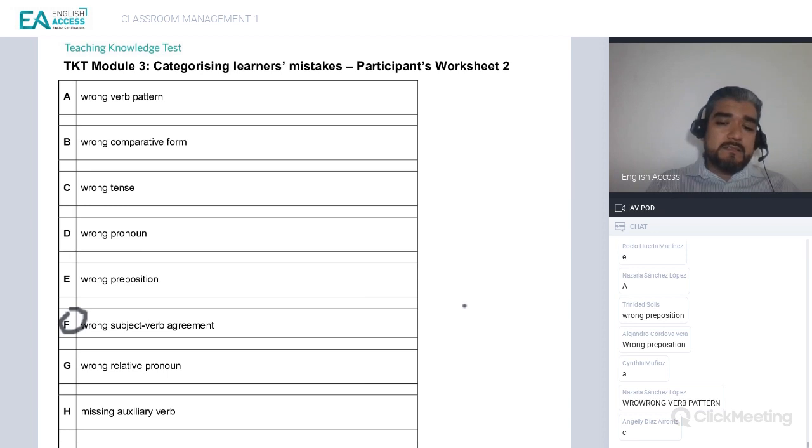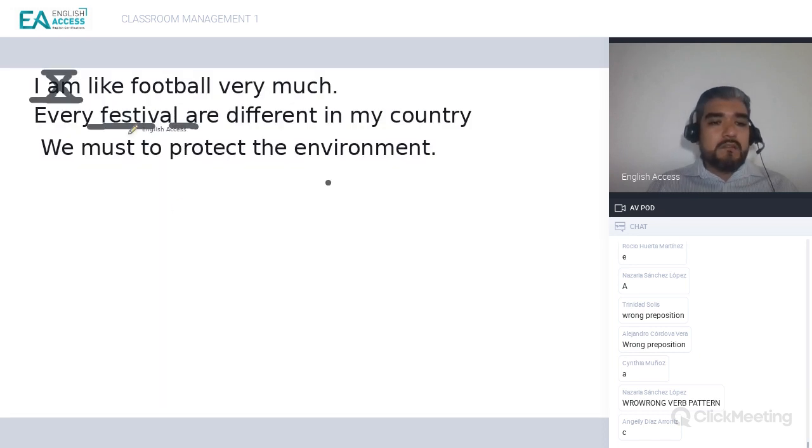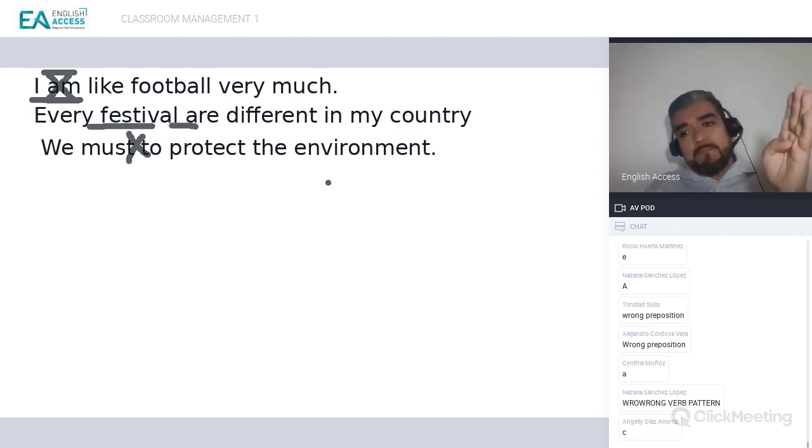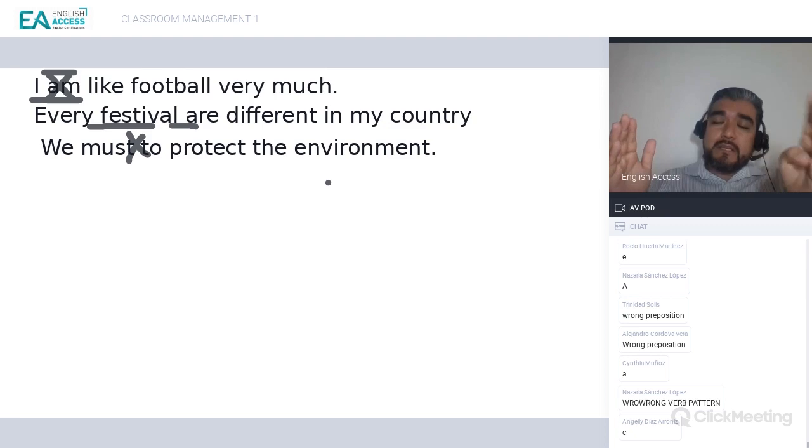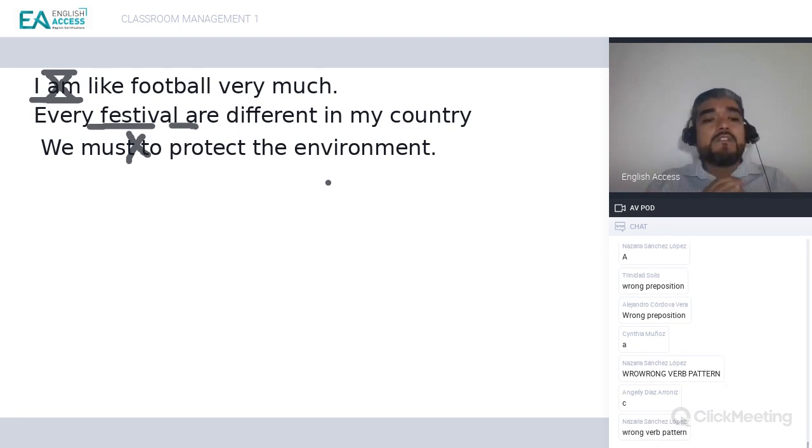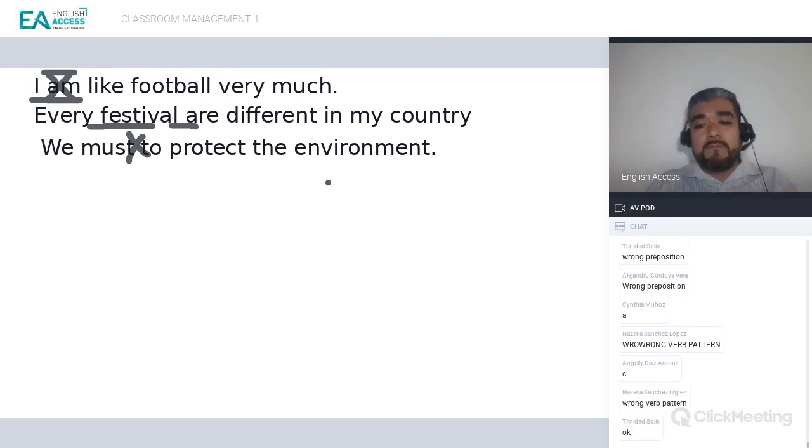The answer, ladies and gentlemen, is wrong verb pattern, right? It's not wrong preposition. Why not? Because you don't need this preposition. The verb pattern with must is must and the verb in simple form. That's it. Like in present perfect, the verb pattern is have and the verb in past participle. With can, it is the modal verb can and the verb, not in infinitive and not in ing. It's only the verb in simple form. So this one is must and verb in simple form. So the answer here is wrong verb pattern. It's not in infinitive. Okay, let's try another one.